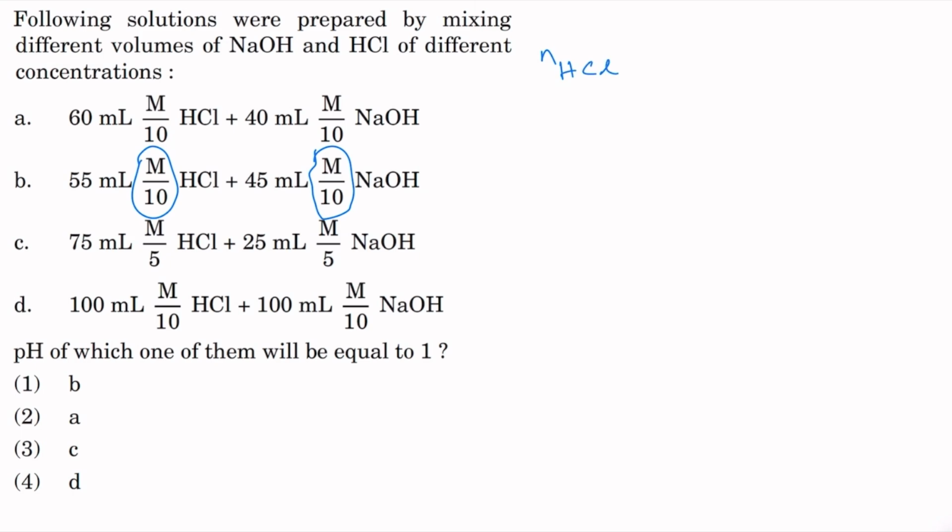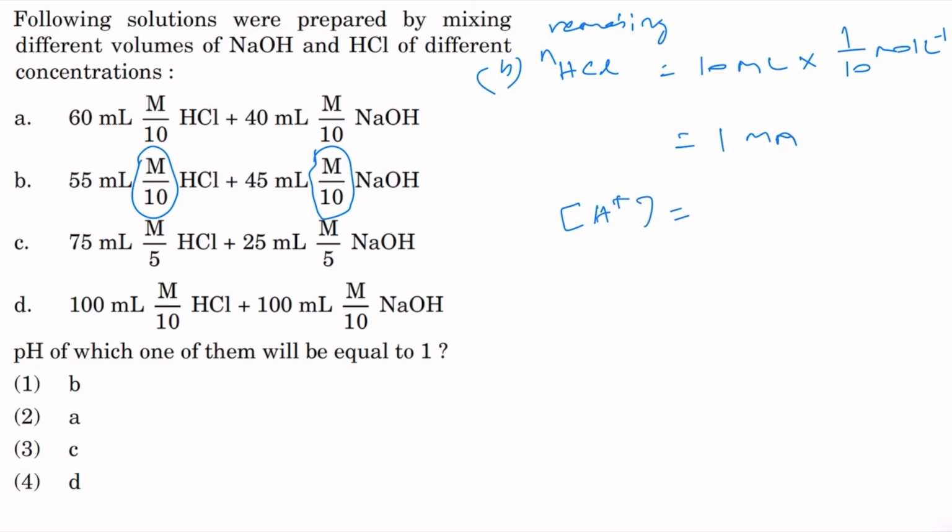So HCl remaining for option B would be equal to 10 milliliter times 1 by 10 mole per liter. Therefore this will be simply 1 millimole. Therefore the concentration of H plus in this case is equal to 1 millimole divided by 100 milliliter. Therefore that is equal to 10 to the power minus 2 mole per liter. This also will not give us pH equal to 1. Let us go for option C.